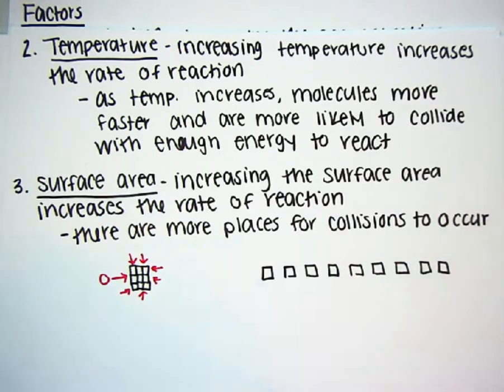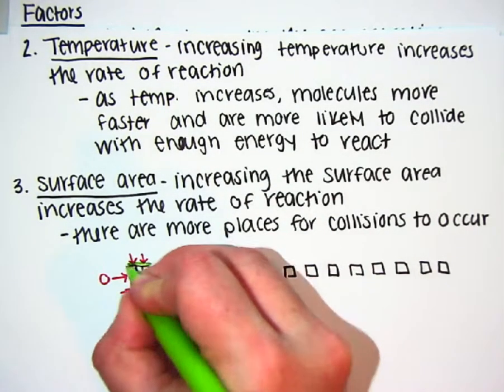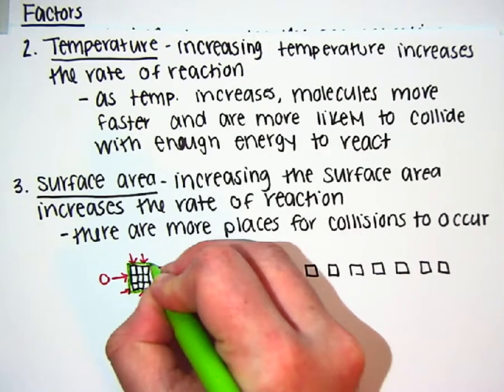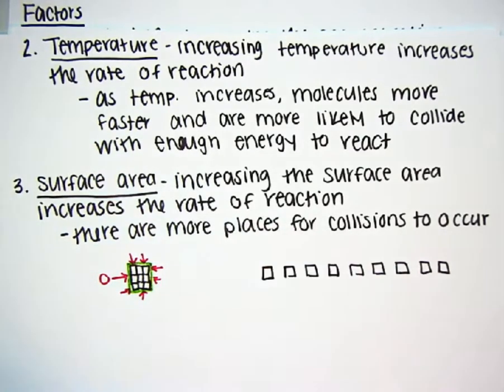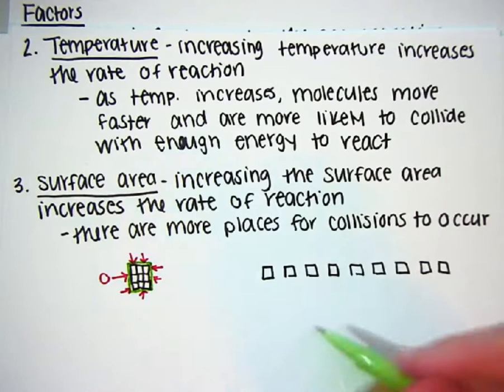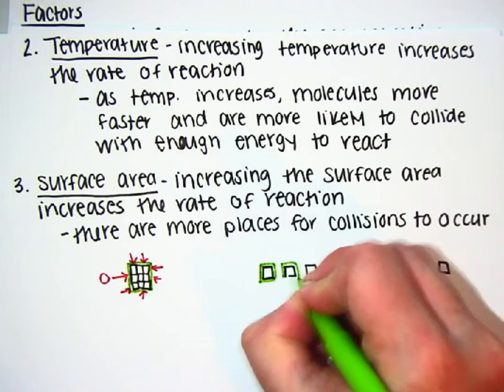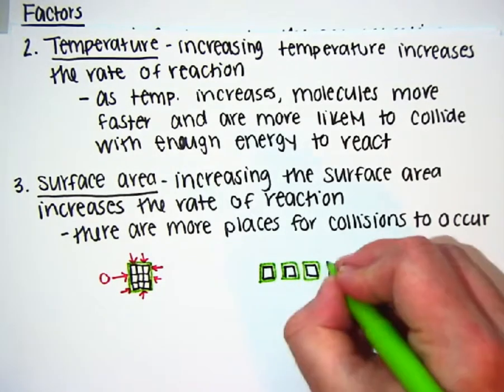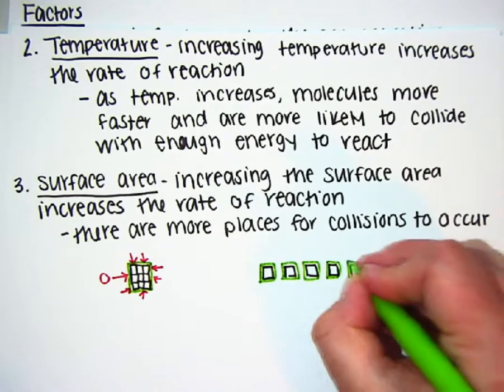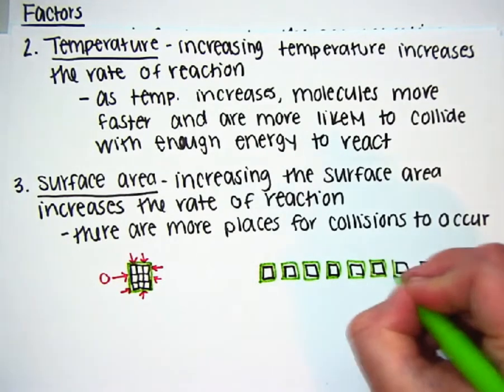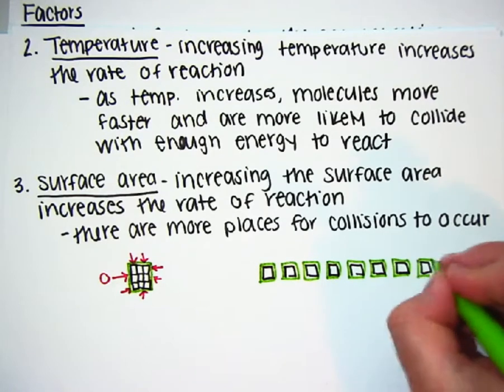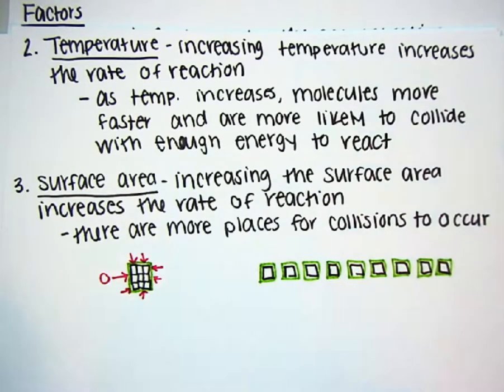So before, the only area that we could have collisions were around the perimeter. All of those molecules or atoms on the inside are isolated. Now we take this piece of metal or this compound and we crush it up into a bunch of smaller pieces. Look at how much more surface area we have. We have all of this extra space to have collisions. The more space we have for collisions, the more collisions we can have. The more collisions we have, the faster the reaction can occur.